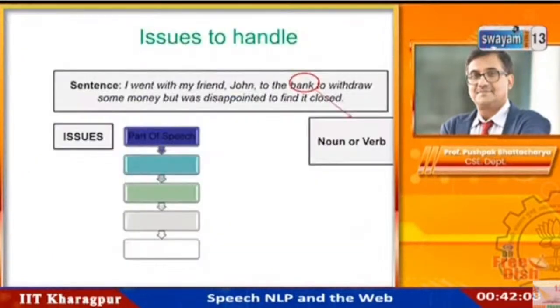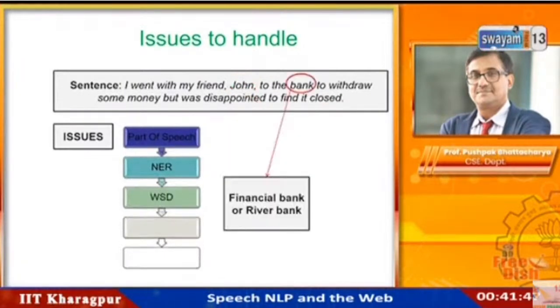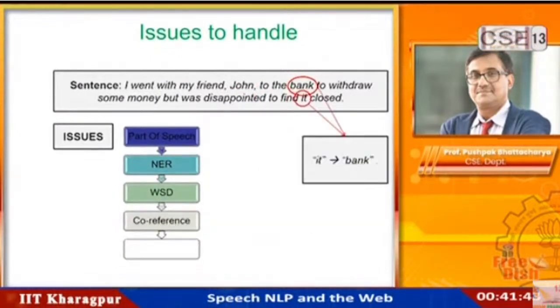Now, there are many issues to be resolved, which we saw last time. I went with my friend John to the bank to withdraw some money, but was disappointed to find it closed. So first, disambiguation is part of speech: bank is noun or verb. Then named entity recognition: John is a proper noun or a name. Then comes word sense disambiguation: bank is financial bank or river bank.